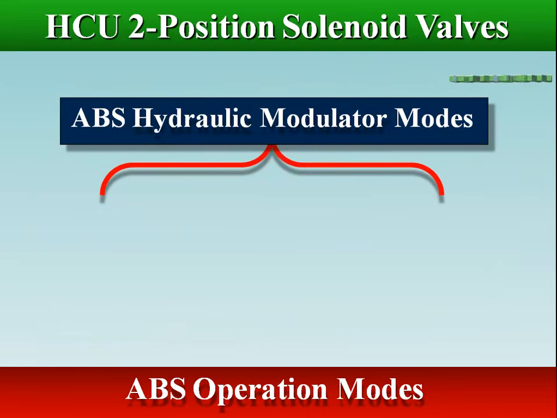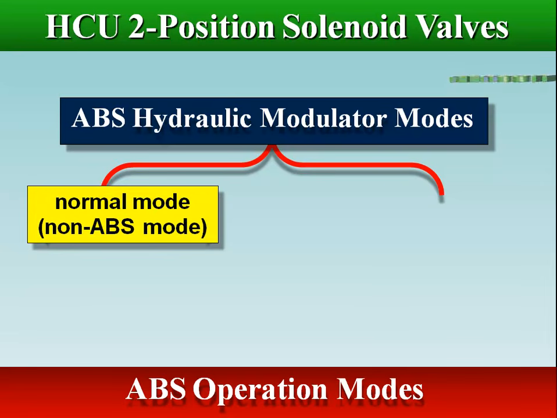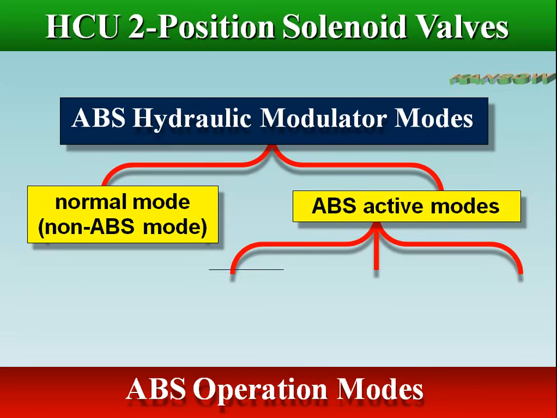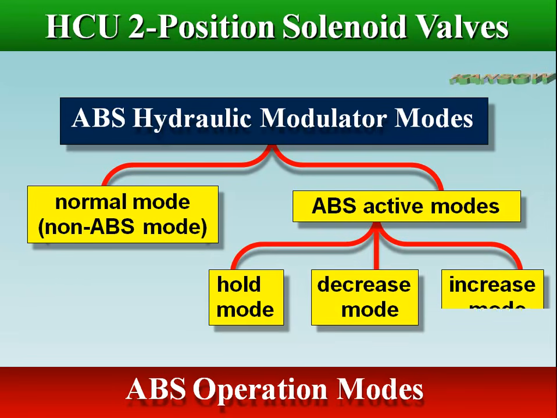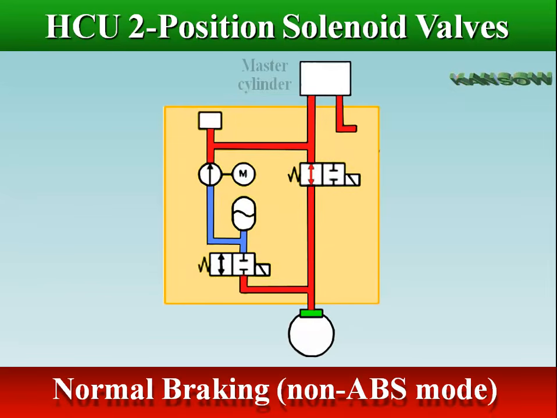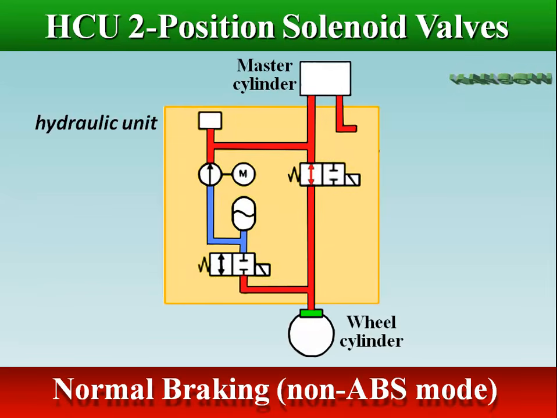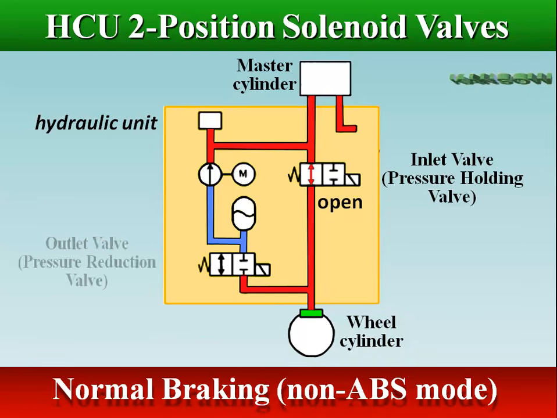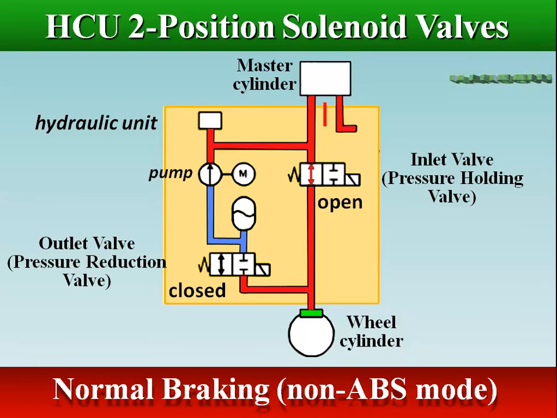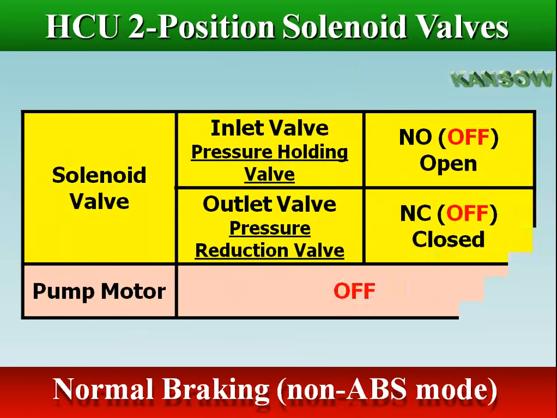ABS hydraulic modulator has 4 operating modes: normal mode, non-ABS mode, and 3 ABS active modes: hold, decrease, and increase modes. During normal braking, as the rotational speed of the wheel falls, no electric current flows from the ECU to the hydraulic unit. The solenoid valves allow brake fluid to freely flow through the hydraulic modulator to the brake unit, and the ABS is not involved. The solenoids are not energized, so the pressure holding valve remains open, and the pressure reduction valve remains closed.